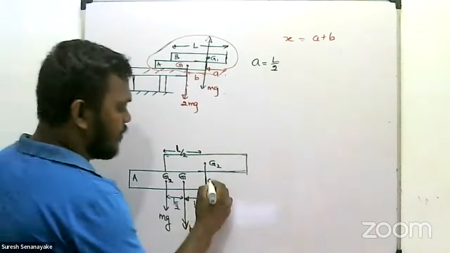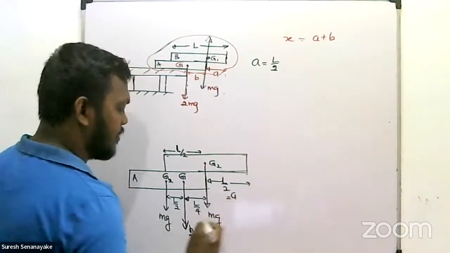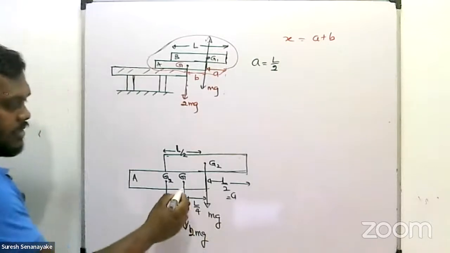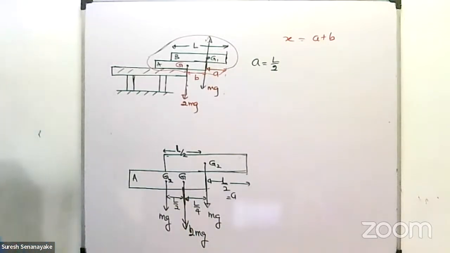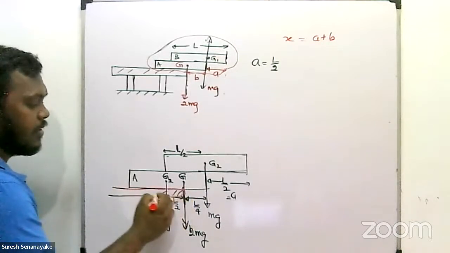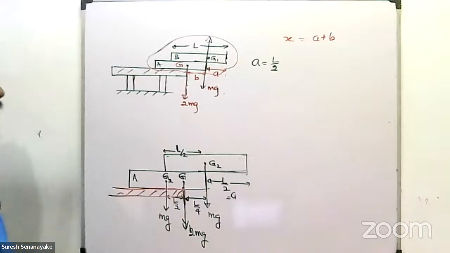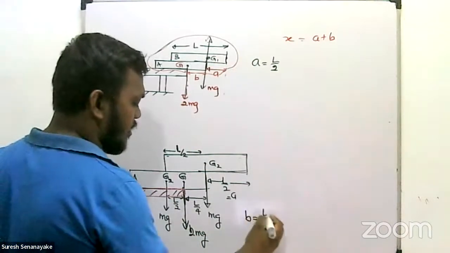This one is L over 2, that is the length A. This is the length B. So this is the edge of the table, it should act at this place. Keep in mind, keep it in equilibrium. Edge of the table is there. So then you can say B is also equal to L over 4.